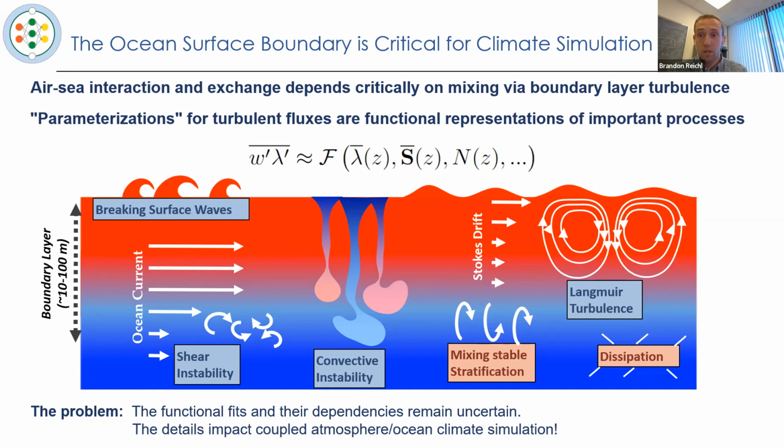So if you had a chance to read the review article that we had posted, you learned a little bit about some of these processes, such as the shear instabilities, convective instabilities. On the ocean side, we also have waves that drive things like Langmuir circulations that Greg talked about a little bit, as well as breaking waves at the surface. So basically the primary problem here is that the functional fit for representing these fluxes dependent on these processes remains uncertain, as well as what processes should actually even be represented within the parentheses on the right-hand side here. And of course, the details matter significantly for our coupled atmosphere ocean climate simulations.